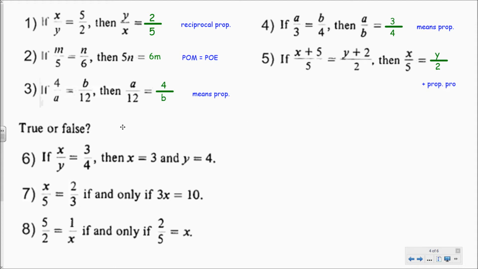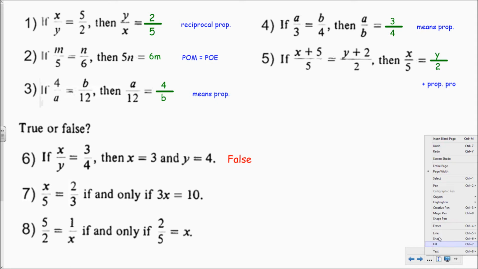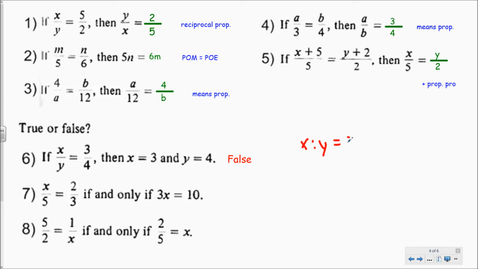Okay. Now, looking at the true-false questions, if x is to y as 3 is to 4, then x must be 3 and y must be 4. That's actually false, and it's one of the most common ones that students get wrong. To illustrate why, think of it this way. What this is just saying is that the ratio of x to y is proportional to 3 to 4. But another ratio that it would be proportional to would be 6 to 8, or 9 to 12, or 15 to 20. In fact, there's an infinite number of ratios which are proportional to 3 to 4.